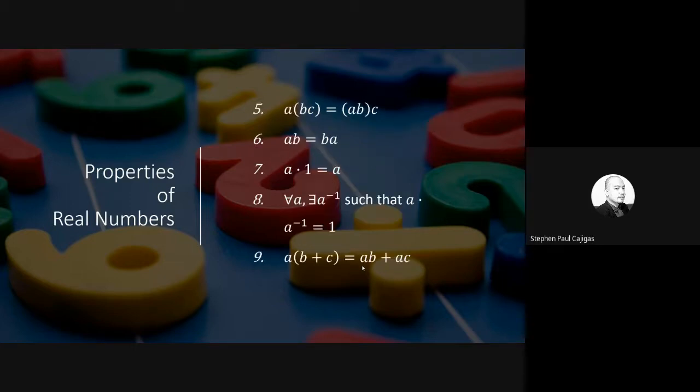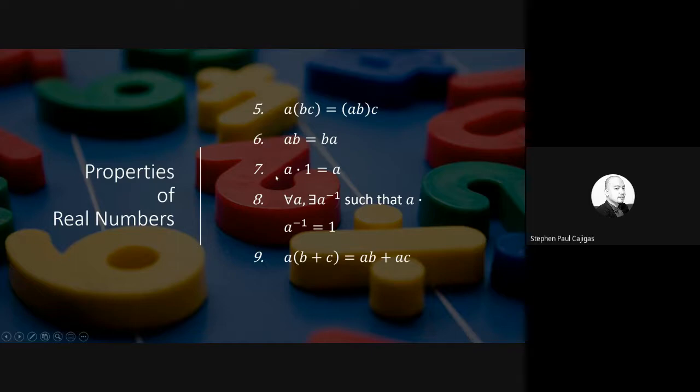So for multiplication, we have the same thing. We have associativity with respect to multiplication. So A multiplied to the product of B times C is the same as the product of A times B multiplied to C. And then the commutativity property with respect to multiplication: if you multiply A times B, you will have the same result as B times A.